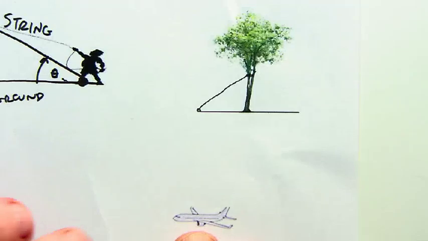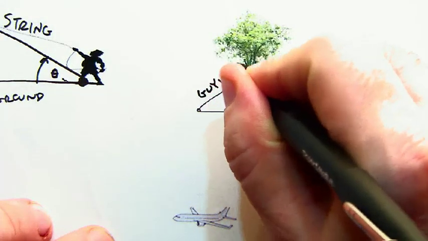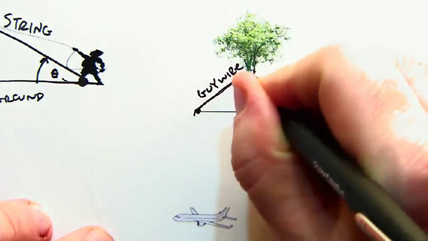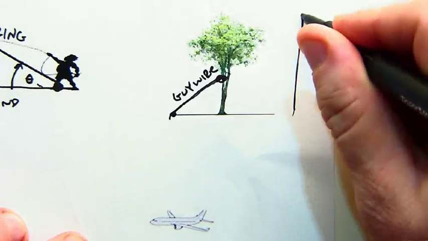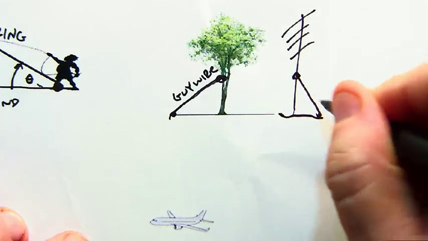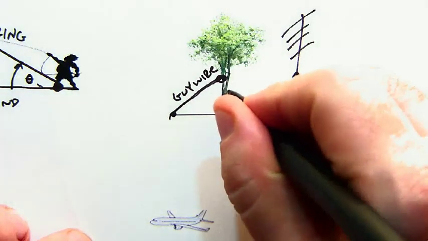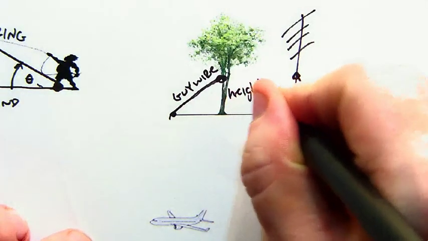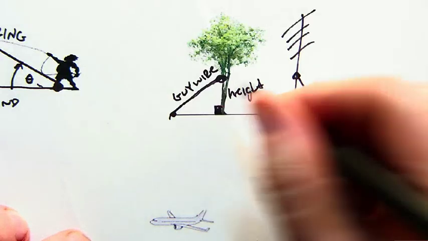Another classic is the guy wire. The guy wire, I'm not sure why it's called that, but basically is a wire that attaches to a tree or a tower or something like that. If you've got an antenna, sometimes you will attach that to the ground to keep it from blowing over or breaking or whatever. This of course would be the height that it's attached to. This would be the ground distance. Again, we assume trees grow at 90 degrees, that kind of thing.